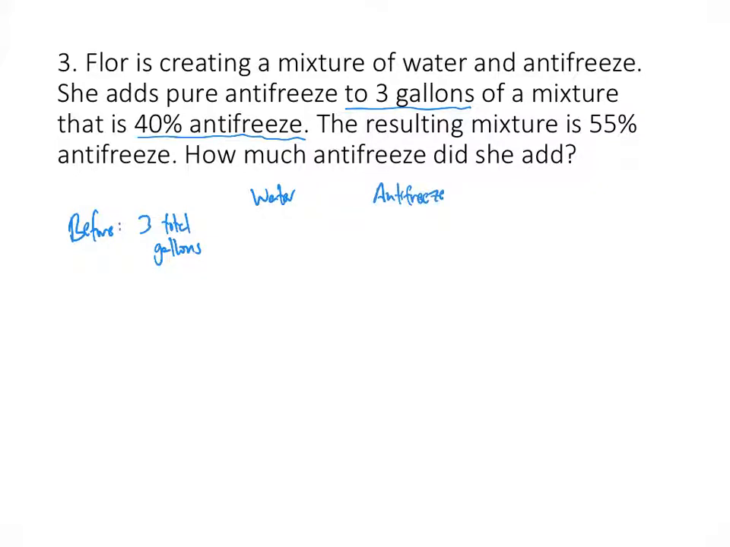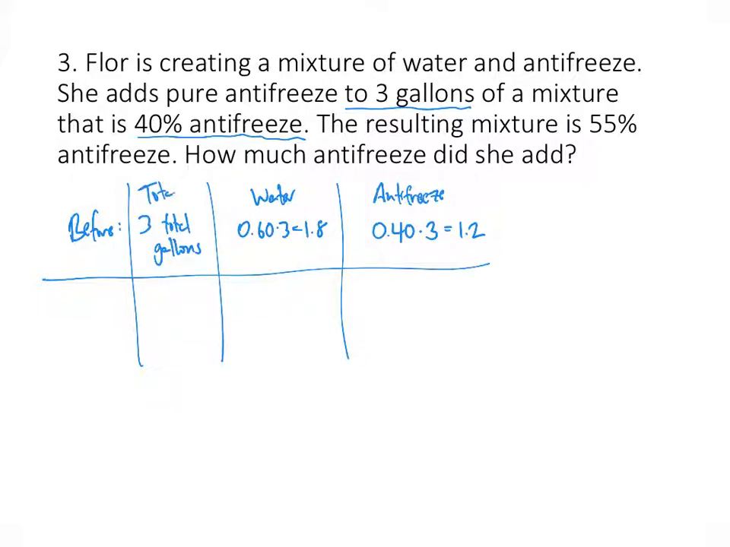Well, if the mixture is 40% antifreeze and there's 3 total gallons, then the amount of antifreeze is 40% of 3, which works out to be 1.2. And if it's 40% antifreeze, then it must be 60% water. So the amount of water that we have before is 0.6 times 3, which is 1.8. So we're just making a little chart here.